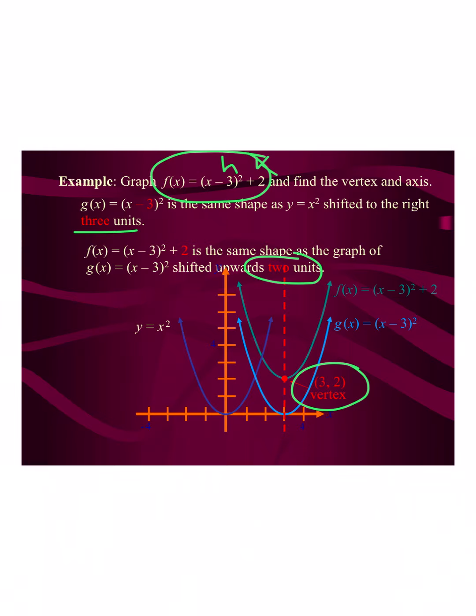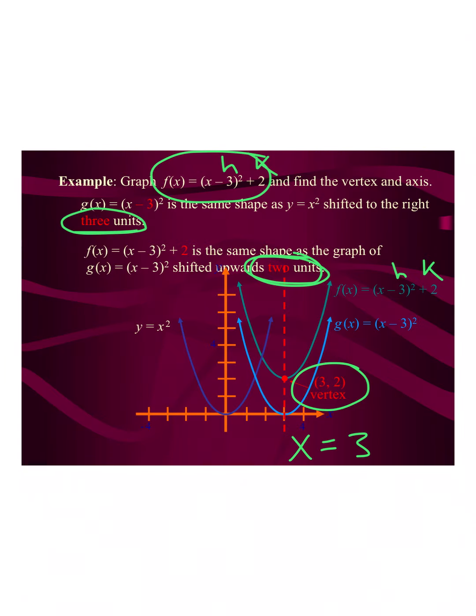In this case, those h and k values directly translate into our vertex. So the horizontal and vertical shifts are providing us with our new vertex. Because we are shifting to the right 3 units and up 2 units, that directly translates to a positive 3, 2 as our vertex. And the x value of the vertex is always going to be your axis. So the equation for my axis of symmetry is x equals 3.